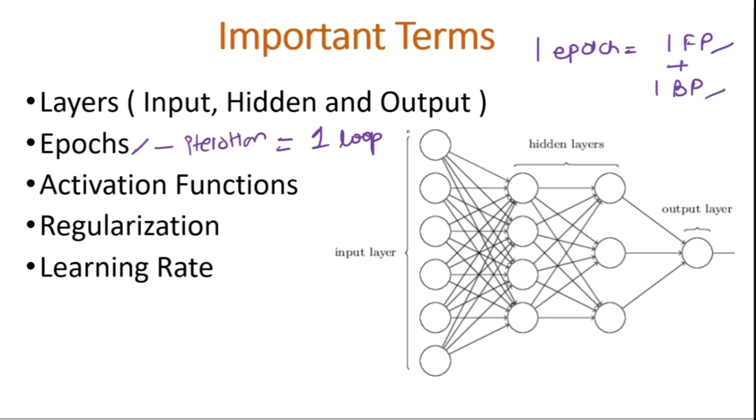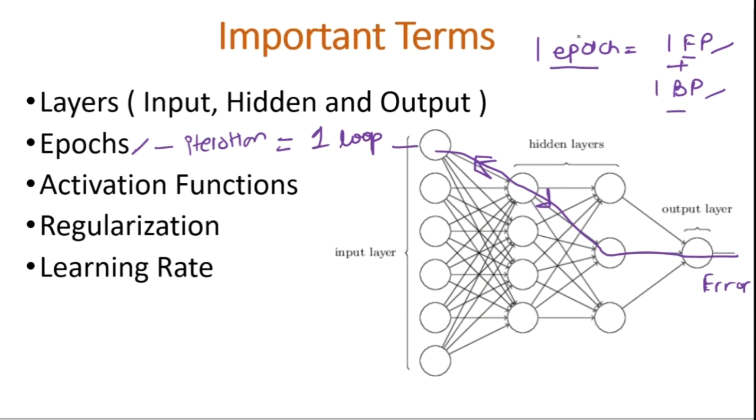So I will explain you. Suppose I am passing my data, and data is flowing through this, this, this, and this. So this was my one forward propagation, and here it calculates some error, and after calculating error it found that output is not accurate, so it will go back and it will adjust each weight. So that is back propagation. So now we have completed one forward and one backward propagation, so that means it completed one epoch.